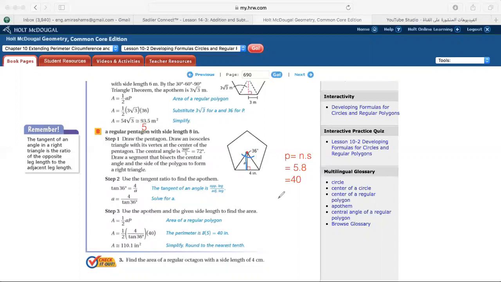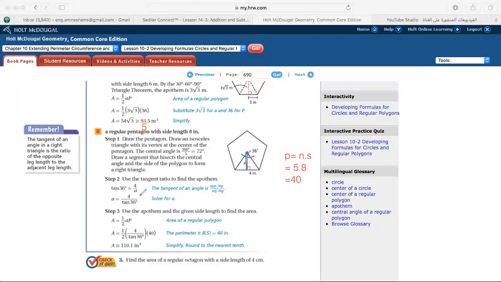Do you remember, girls, sine, cosine, and tan? So I will use the tan ratio to get the side here, the apothem. So tan 36 is equal to opposite over adjacent. Opposite is 4 and adjacent is A, which is required. So A, the apothem, is equal to 4 over tan 36.